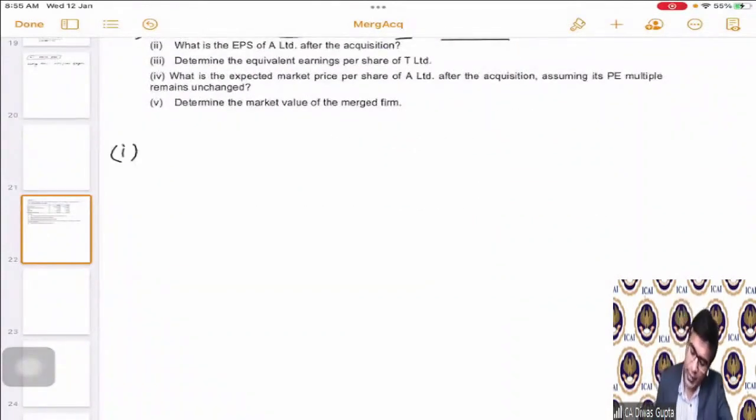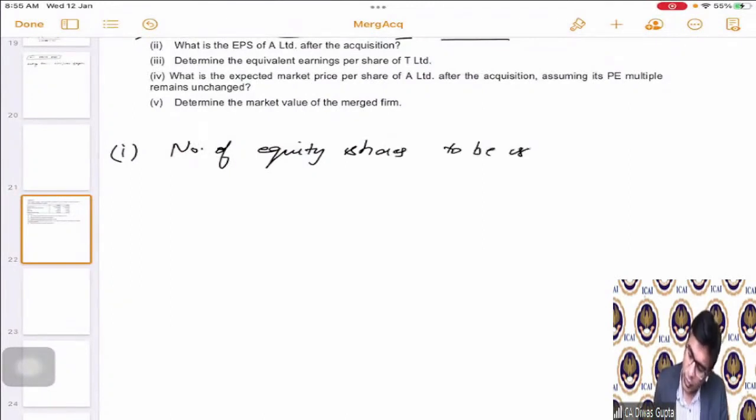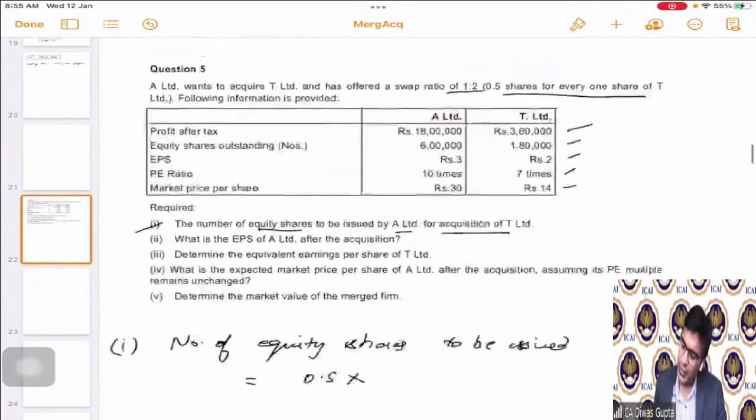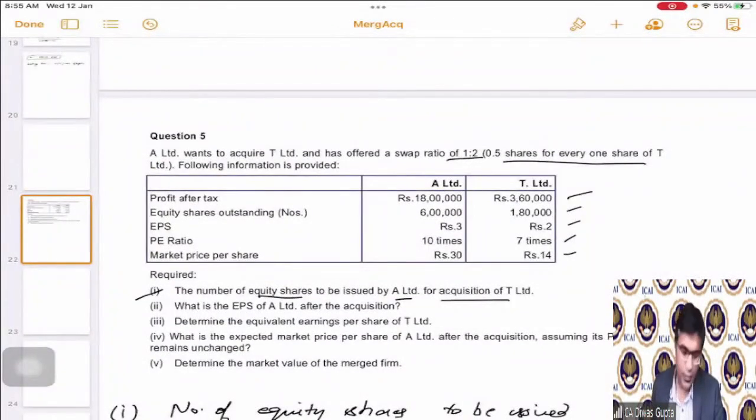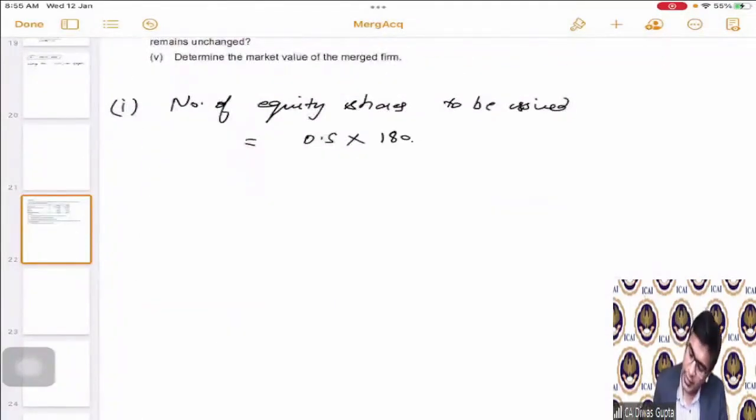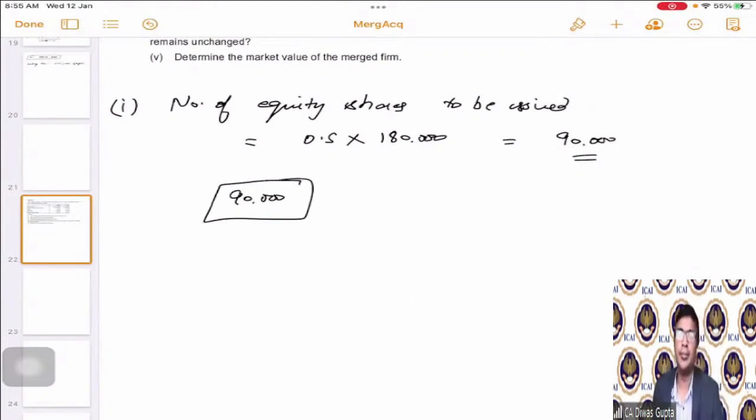Correct. So let's start. Number of equity shares to be issued, correct, is equal to 0.5 multiplied by what is the outstanding number of equity shares? 1,80,000 for the target company, correct? For every 1 share, they will issue 0.5 shares of the acquiring company. So this brings the total equity shares to be issued as 90,000. So the first answer is 90,000.